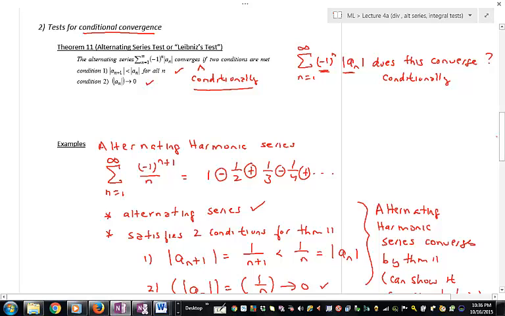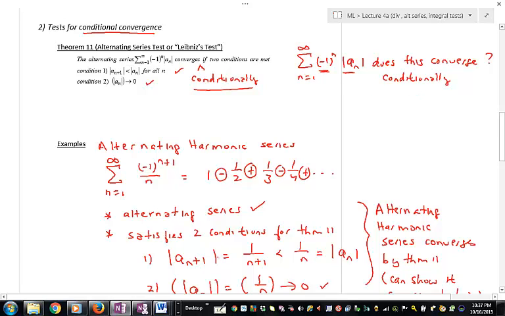Now the next thing we want to do is look at tests for conditional convergence. We're going to limit ourselves to a specific type of conditionally convergent series called an alternating series. This is a series where the algebraic signs of the terms alternate, plus, minus, plus, minus. And we want to know under what conditions this alternating series will converge conditionally.